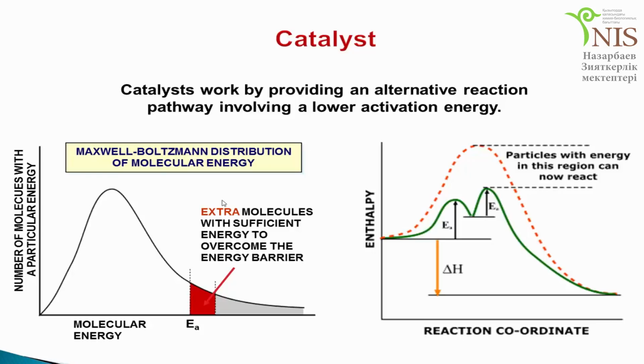If we look at this Maxwell-Boltzmann distribution of molecular energy, we can see in the graph that when we add a catalyst, the number of molecules that have more energy than the activation energy has increased, and thus the rate of reaction increases. And if we look at the second graph, the activation energy of the original substance is more than the activation energy when the catalyst is added. So the less energy used, the more efficient production we have.